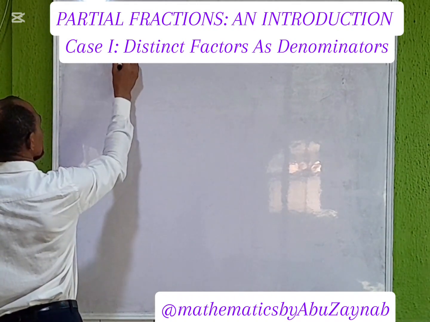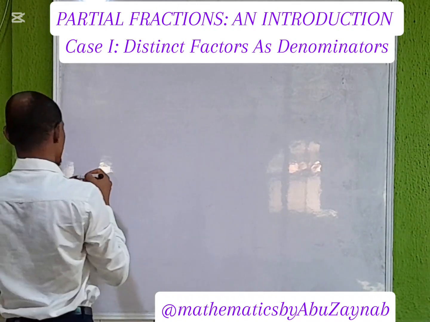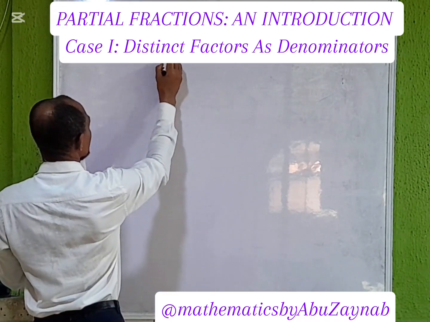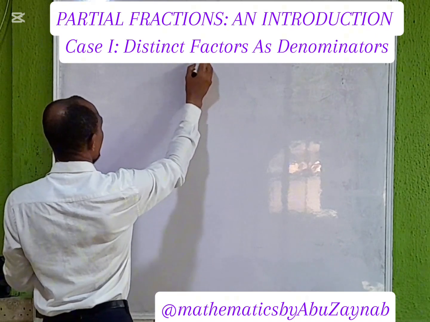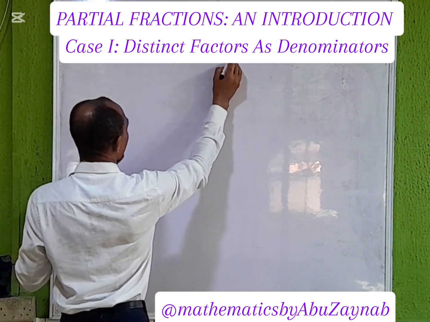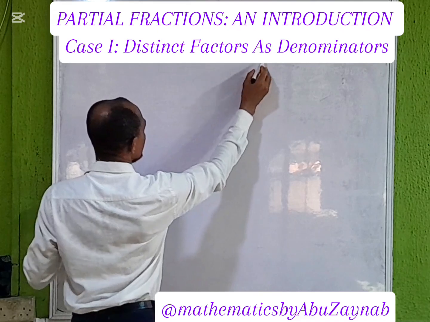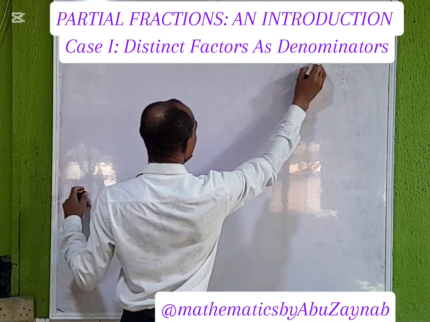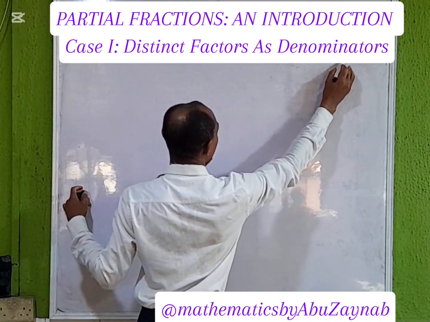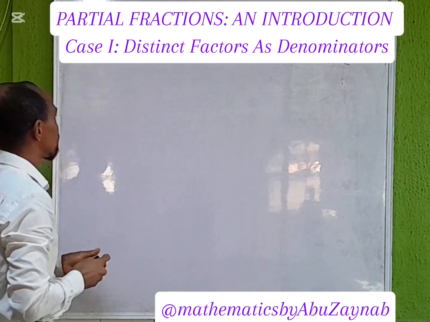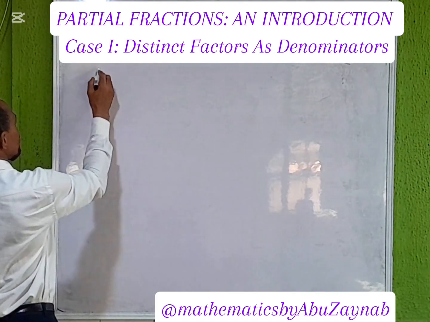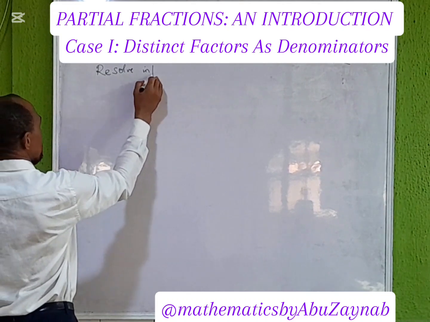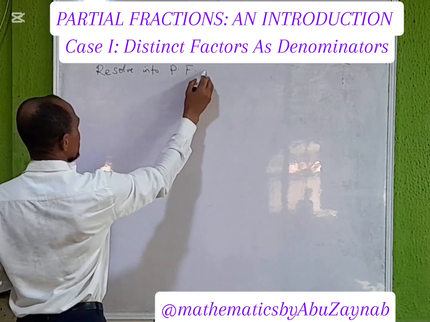So I call this case 1: distinct factors as denominators. So how do we resolve this? With 2 examples, let's resolve into partial fraction components.